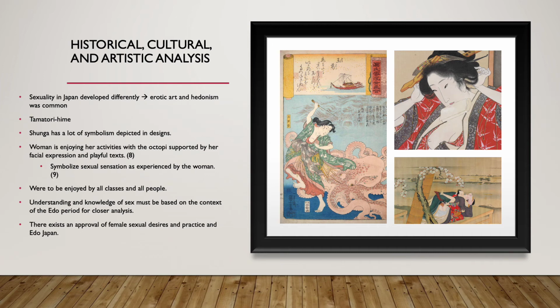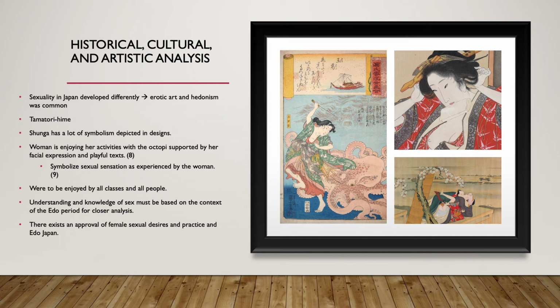In fact, it is the opposite, where the Ama seems to be enjoying her activities with the octopi, as supported by her facial expression and the playful dialogue. The texts and the poetry in the work speak to the level of playfulness and enjoyment of both parties. The woman also appeared relaxed, entwined, but in no way restrained, as her hands gripped two of the larger arms that loosely hold her. It is to symbolize sexual sensations as they are experienced by the woman.